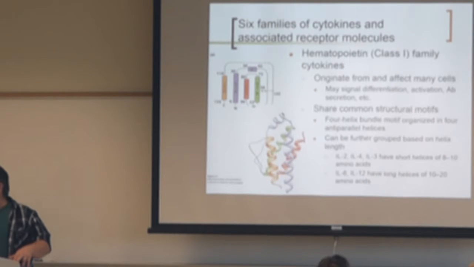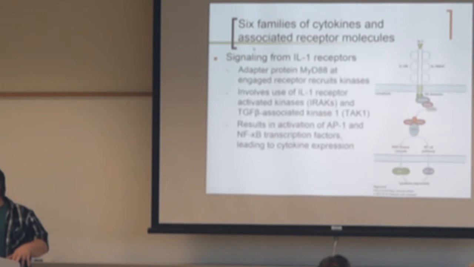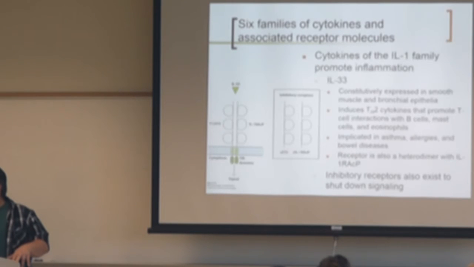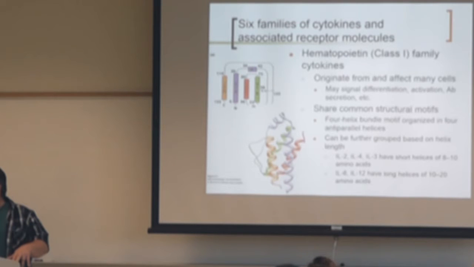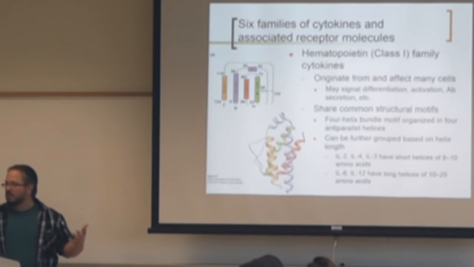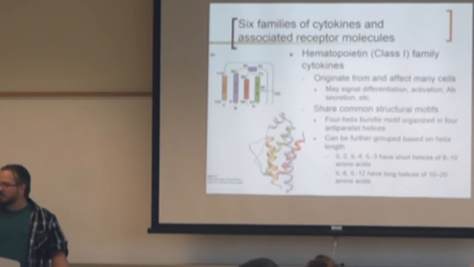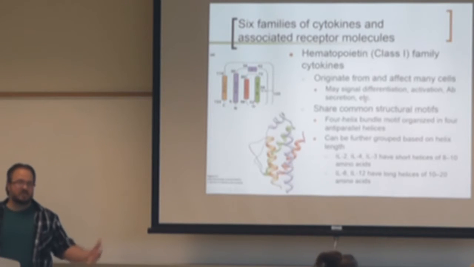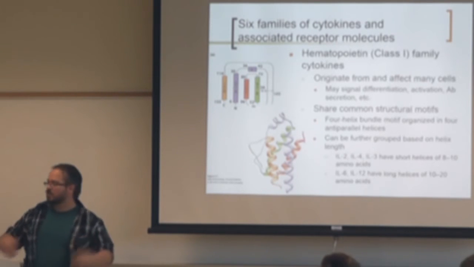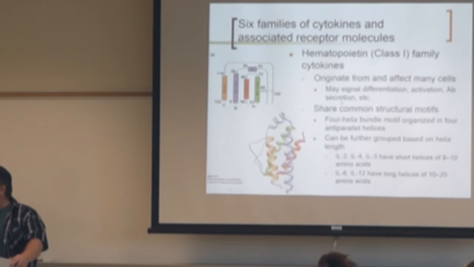So, other family class, so that was our IL-1 family. Now we have our class 1 or hematopoietin family. We'll just call them the class 1 family of cytokines, and these are the bulk of these small molecules. They affect many cells, many signal differentiation, activation, antibody secretion. So these are the ones that are talking to T cells and B cells and telling them what to do.